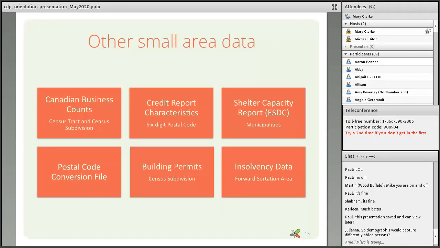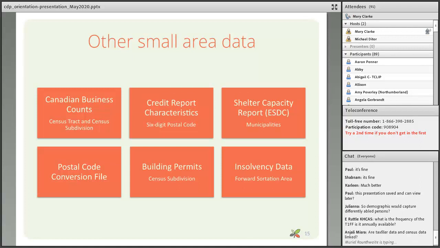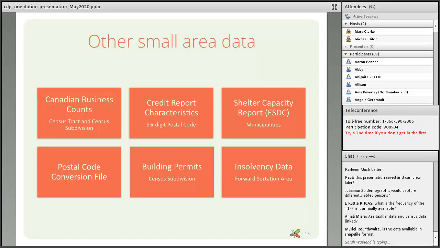So other small area data we order include Canadian business patterns, credit report characteristics, permanent residence data cube, and building permits. And the small area tools include the postal code conversion file, which is always very popular for our members.